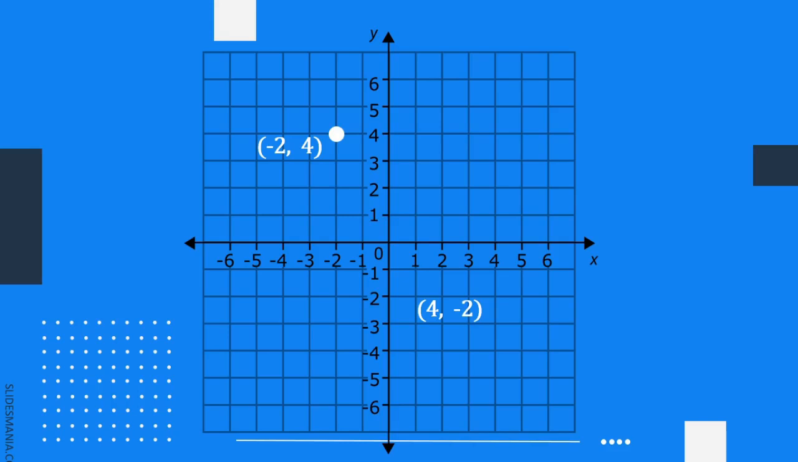If we are going to be given another ordered pair, okay, again, we could plot it by using the x and y. So 4 is positive, so that's 4 spaces to the right. Y is negative 2, so that's 2 spaces downwards. So here we go. That is our point for 4, negative 2. Okay, so if we connect these points, we will form a line, and that line has an equation.